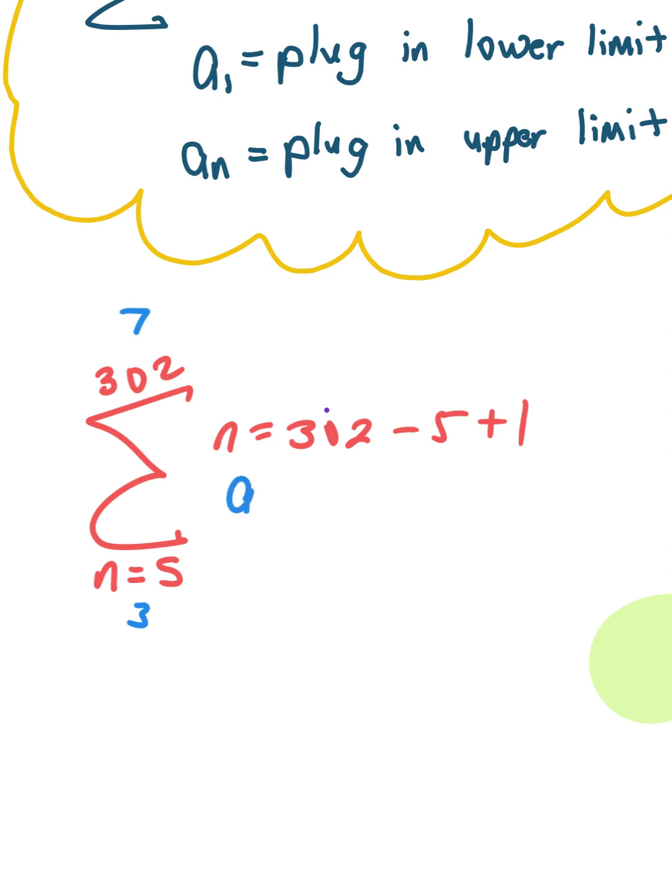To find a sub 1, you plug in the lower limit. Whatever that number is, you plug into the rule, whether it's arithmetic or geometric. To find the last one, you plug in the upper. So just to understand the workings behind that is really important.